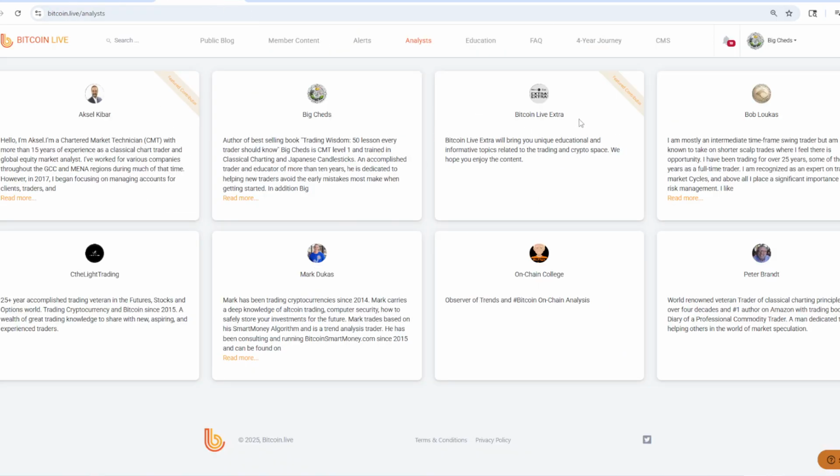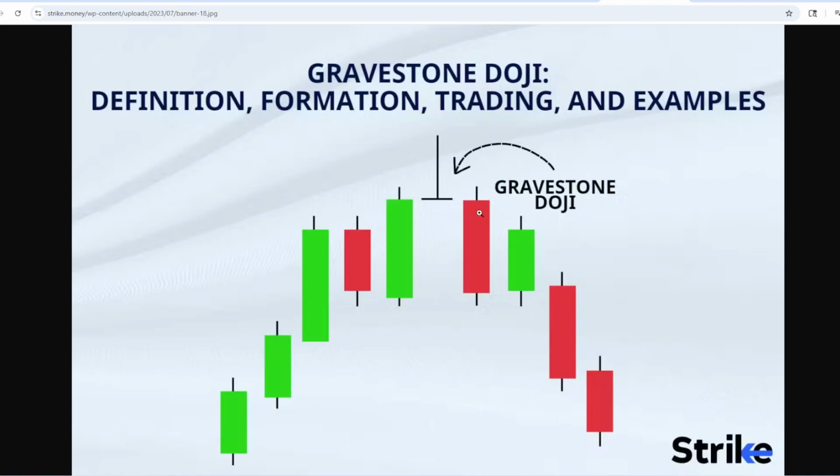For today's lesson, we're going to look at a Gravestone Doji. Sounds really scary. What is it? Well, a doji, first of all, is a small, real candle body. You can have up to 5% of the entire candle's range as a body, but ideally, the open and close are equal, making it a doji.